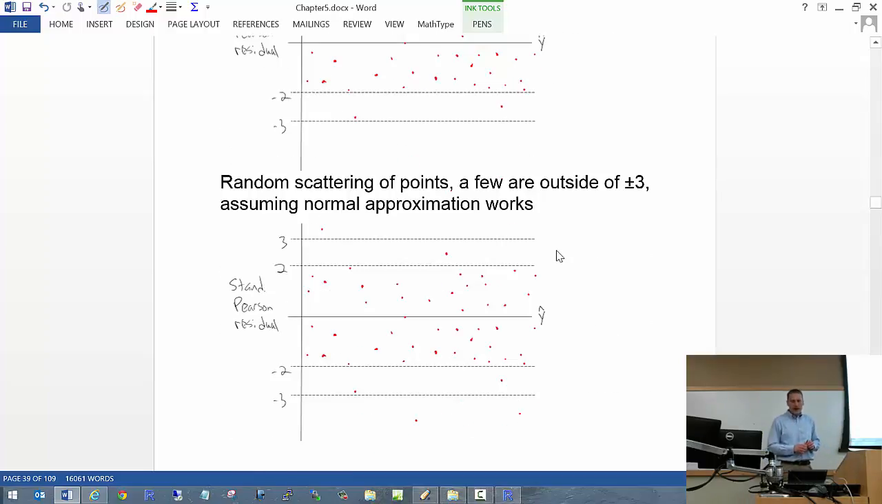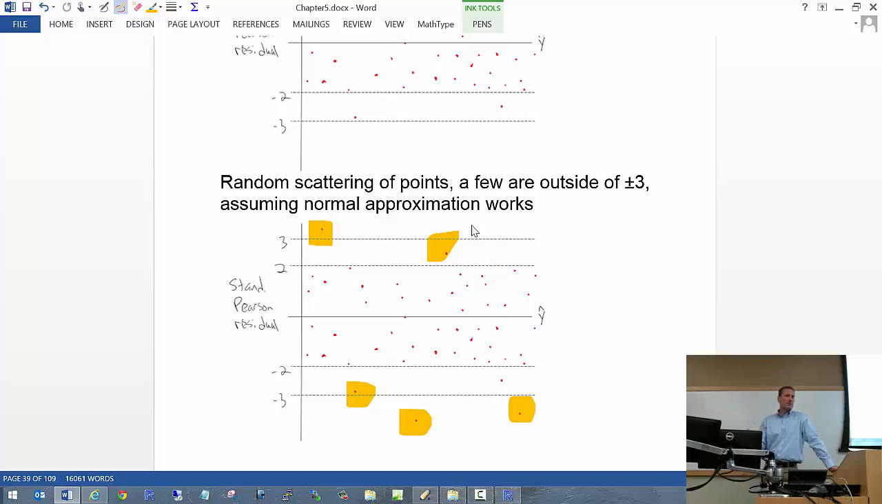So, now I have a random scattering of points. A few are outside of plus or minus 3, and let's assume that the normal approximation works. What do you think? I might start being a little bit concerned. I would probably want to look into some of these points, and maybe even some of these too. Look at them closer to see, maybe you can detect a reason why this is happening.